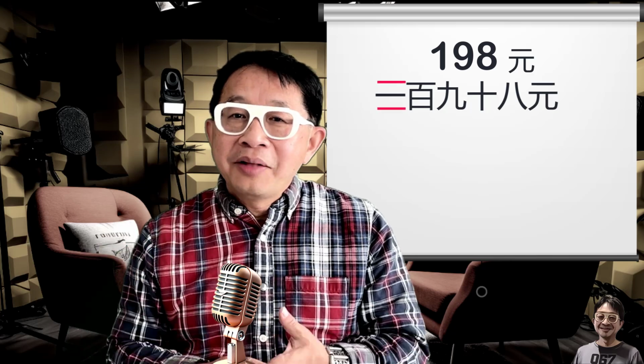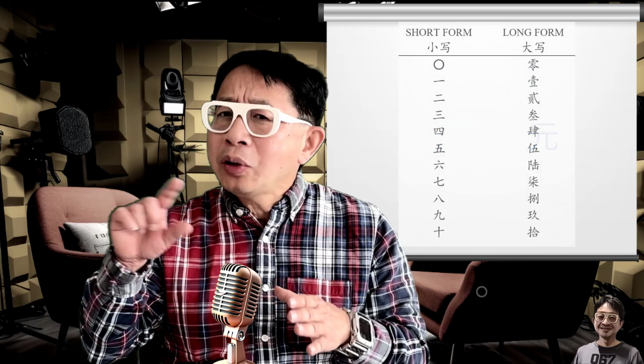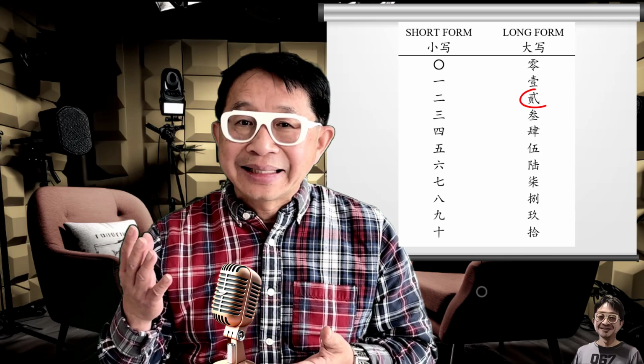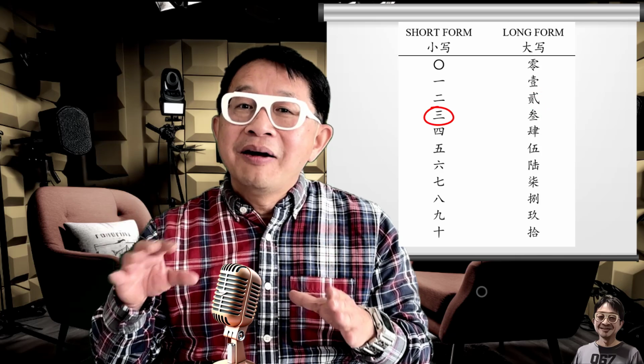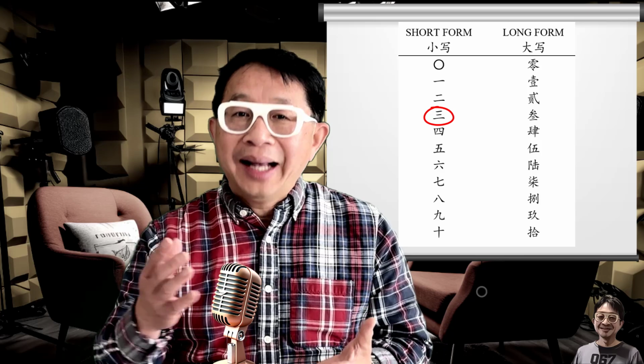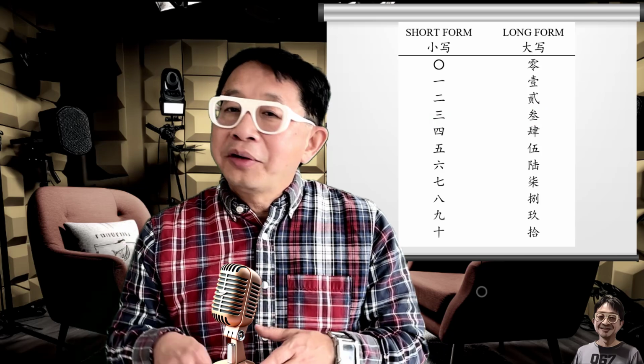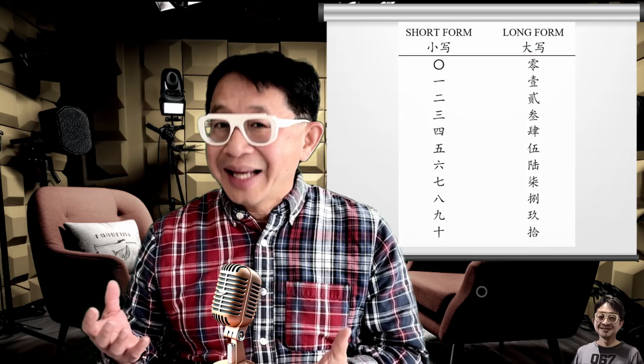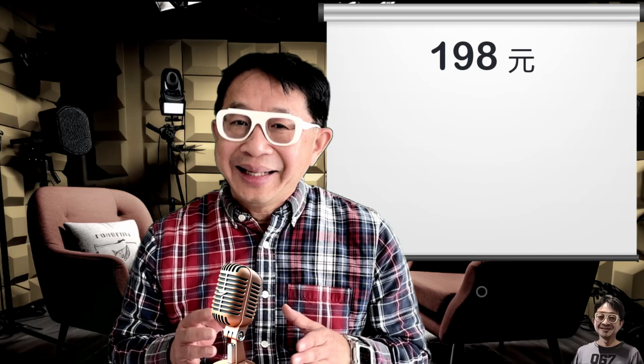And to prevent that, there's a separate set of long-form characters that are not so easily altered that are used for situations like this. So instead of just 1 line for the number 1, 一, the long-form character for 1 looks like this. Instead of 2 lines for the number 2, 二, the long-form character for 二 looks like this. And instead of 3 lines for the number 三, 3, we write this character. So you get the idea. There's a whole set of long-form characters for the digits 0 to 9 to prevent alterations such as this. So on a check for 198 yuan, the number would look like this.